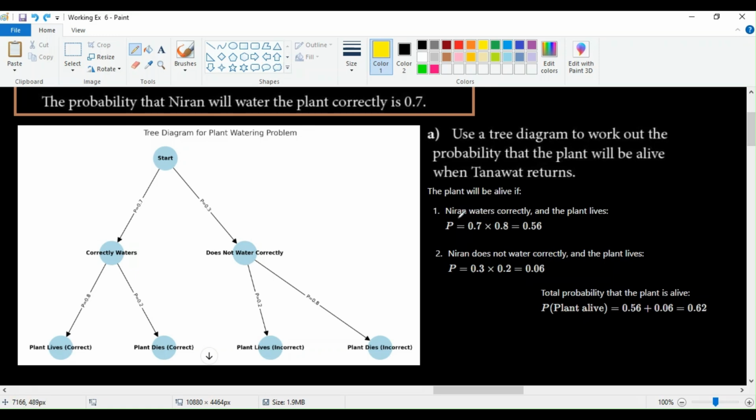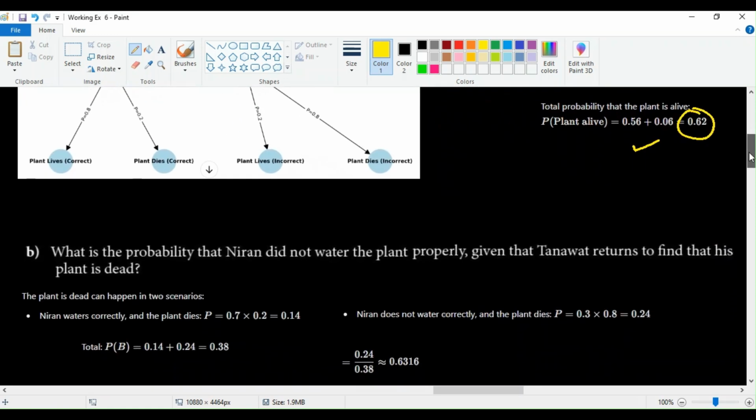Now, in the first part of the question, it says Niran watered correctly and the plant lives. So it is going to be 0.7 and 0.8 multiplied together to give you 0.56. So this is the possibility. Now when it comes to Niran does not water correctly and the plant lives, 0.3 and 0.2 are going to be multiplied, so 0.06. Now when we add these two probabilities, it's going to give us 0.62, which is the answer to the first part of the question. Now comes the second part.